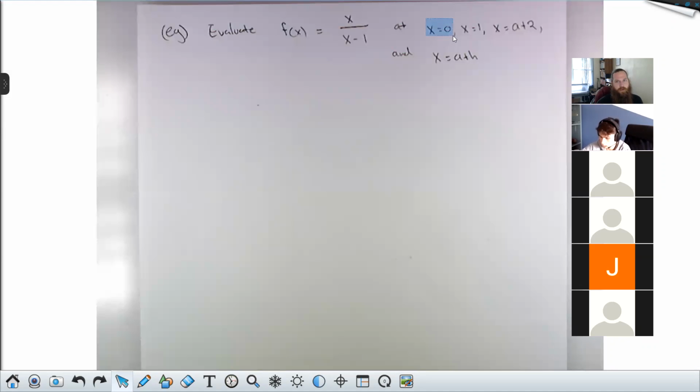So the first input is x equals 0. The second input is x equals 1. The third input looks a little weird. It's a plus 2. So there's another symbol here involved in this third input, and then the number 2. And the fourth input, I'm asking you to evaluate it at a plus h, which is even a little weirder. I really want you guys to get comfy with these last 2 things, because these are going to be building blocks for stuff we talk about real soon. But these first 2 we should be able to manage pretty well.